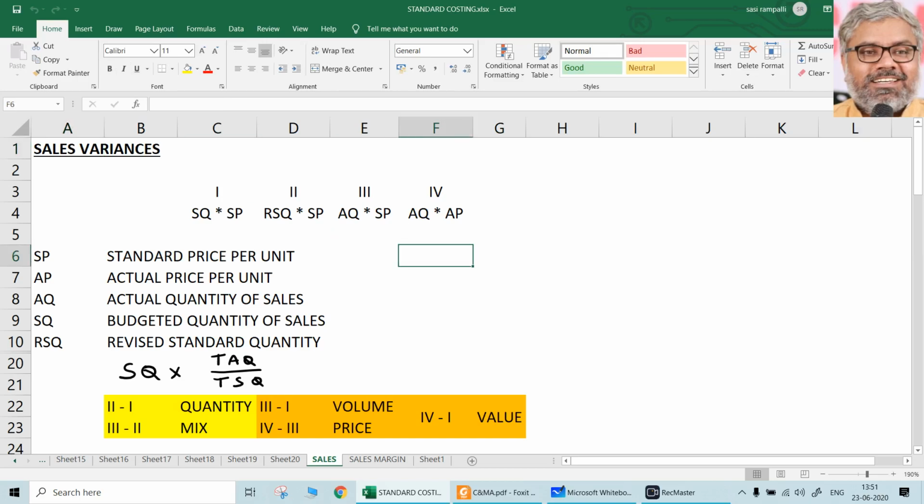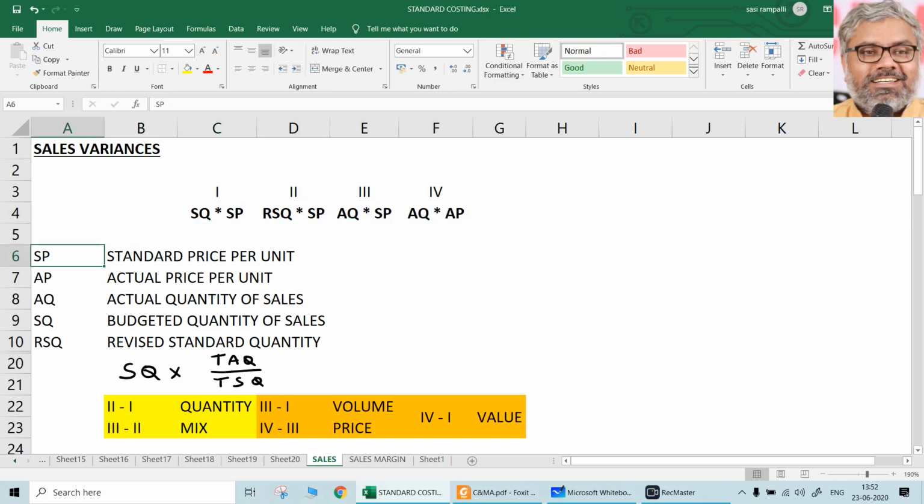For simplicity, you don't need to remember more formulae. Whatever formulae or notations we used for material variances can be used here also. The only difference to be clear about is that here we are not talking about input, we are talking about output which is being sold. So SQSP, RSQSP, AQSP, AQAP, the notations are the same.